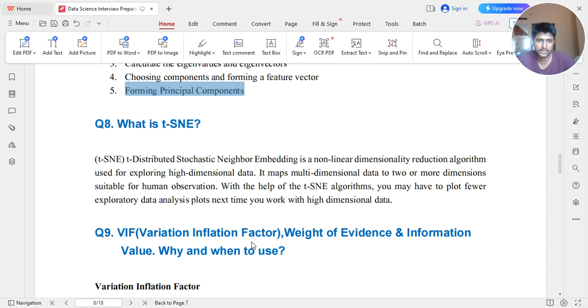They may ask, what is TSNE? TSNE is T-distributed stochastic neighbor embedding, a non-linear dimensionality reduction algorithm used to explore high dimensional data. It maps multi-dimensional data to two or more dimensions suitable for human observation. With the help of the TSNE algorithm, you may have to plot fewer exploratory data analysis plots the next time you have to work with high dimensional data.